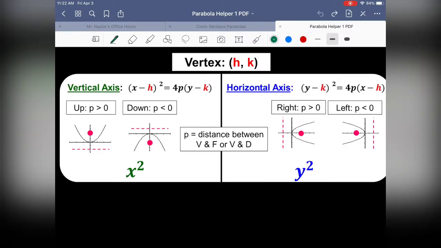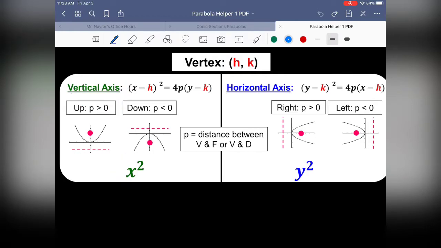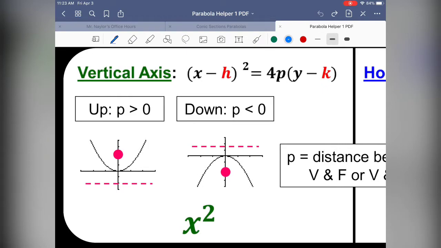Take a look at this somewhat more finalized version of these notes, where I definitely want you to see that the variable that's being squared is going to relate to the direction of your parabola. And the other thing that I want you to notice here is that the direction of your parabola is going to depend on a positive or negative p-value. You see, if I have a parabola that's going to open up, well, that's always going to happen when I have a positive p-value.